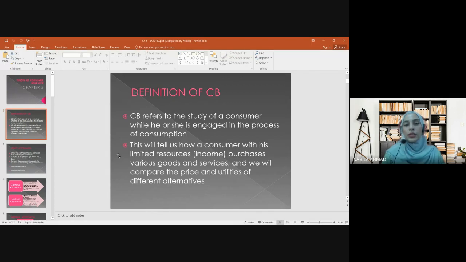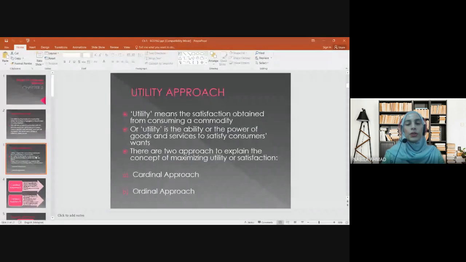So this will tell us how a consumer with his limited resources, which is income, purchases various goods and services, and we will compare the price and utilities of different alternatives. So under consumer behavior, kita ada konsep utility lah. So what is utility? It is satisfaction obtained from consuming a commodity.